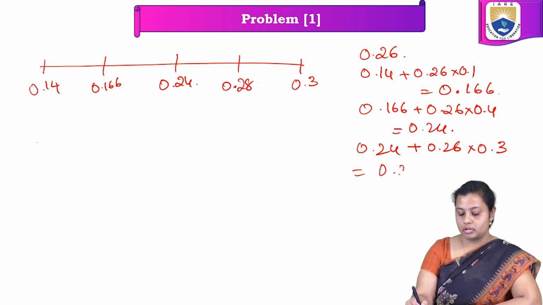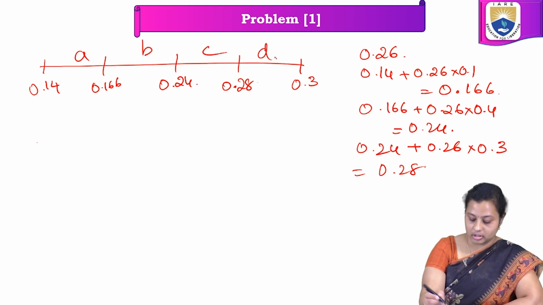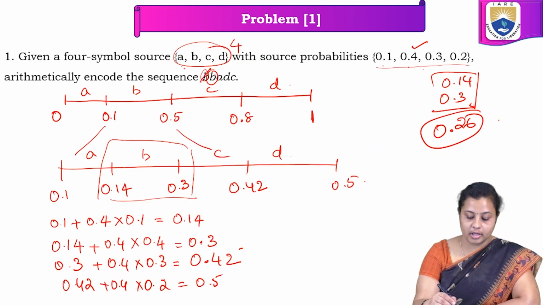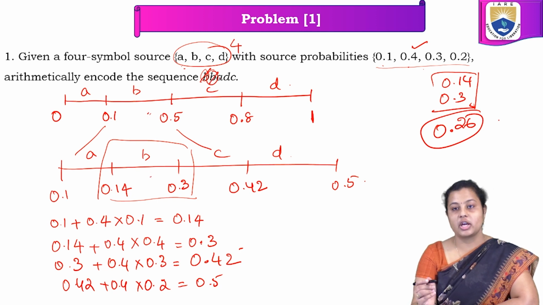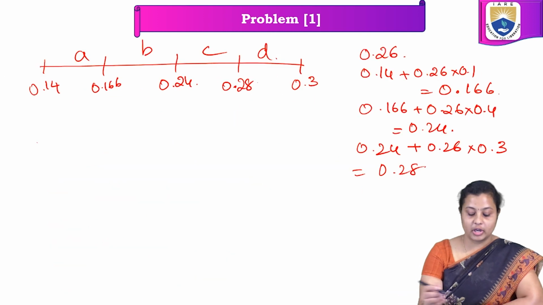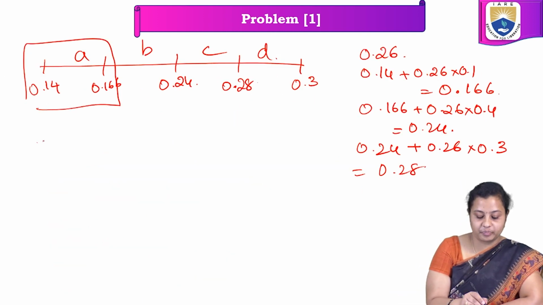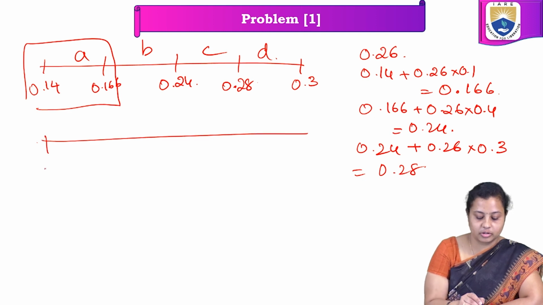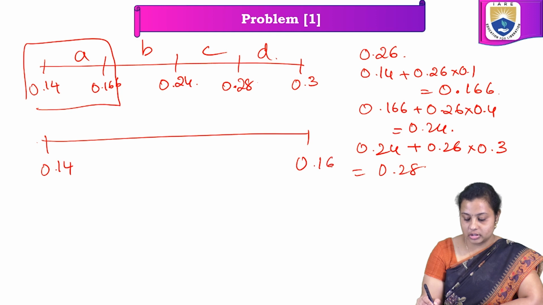Okay. Now this is A, B, C, D, right? So we have coded A in the first step, B. Next symbol we have coded to be B. Next we have the symbol A. So we have to take this area or the subgroup next. So this is equal to 0.14 plus 0.26 into 0.166.